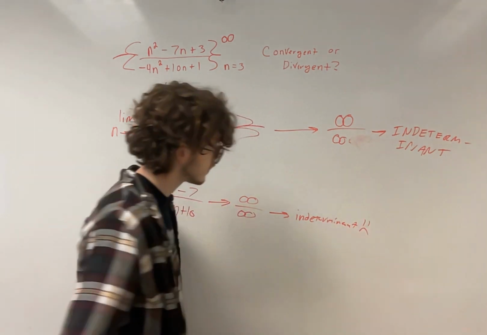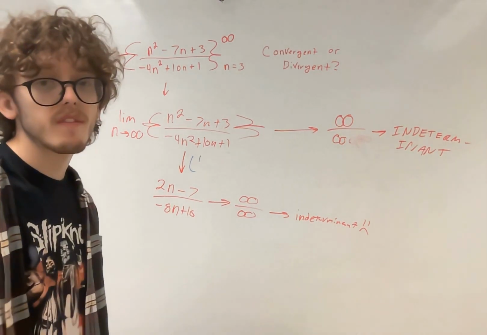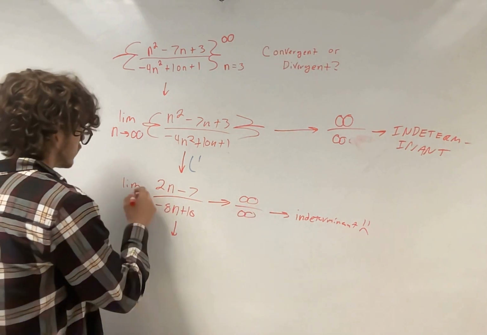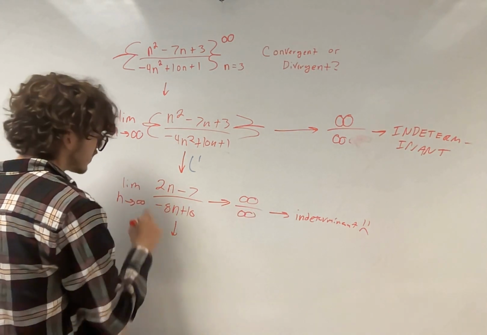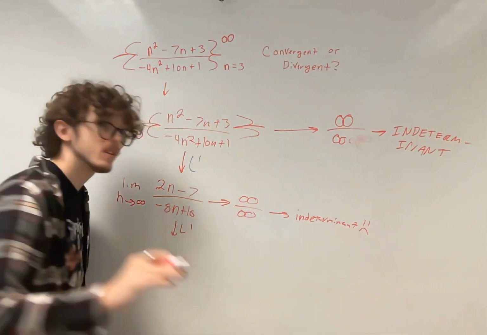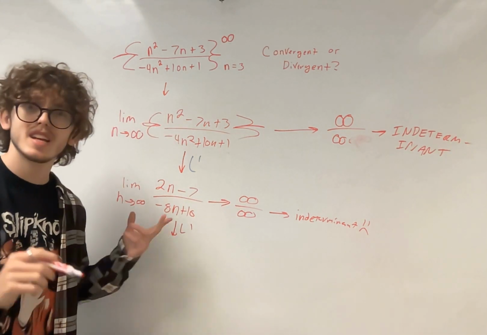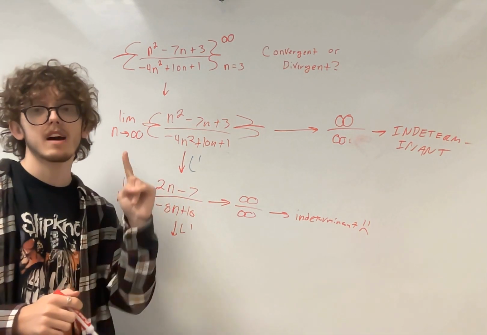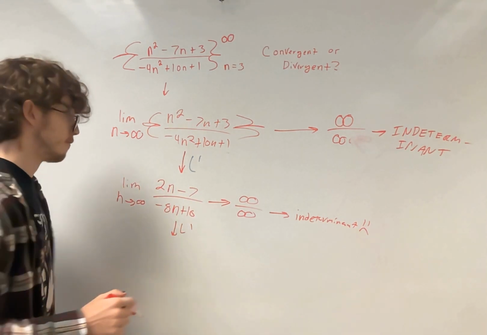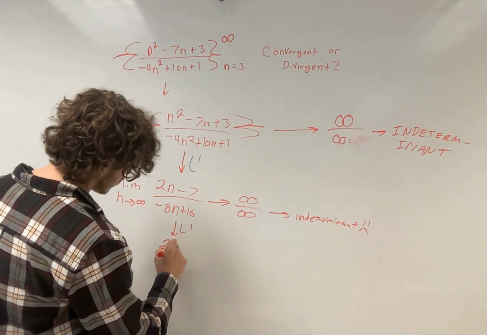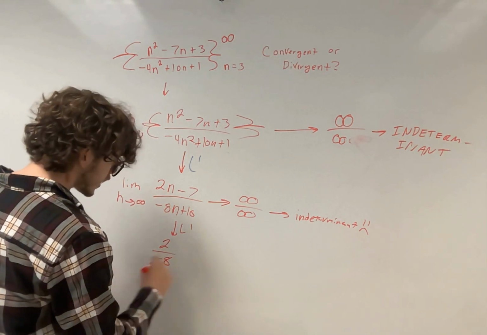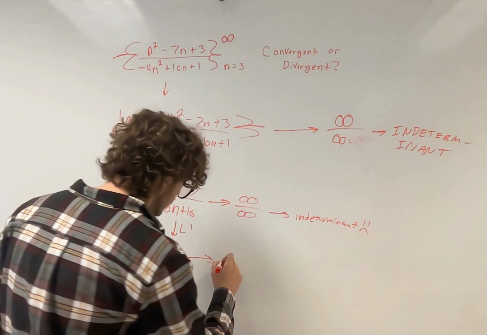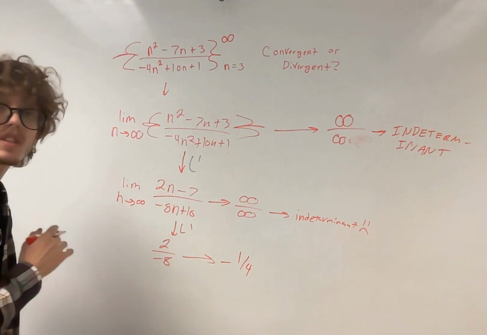Sad face. So what can we do if we have another indeterminate form? Well, we evaluated the limit and it was infinity over infinity. So let's do L'Hopital's rule one more time, and we're allowed to do that, because this is still an indeterminate form. So let's do that. It's going to be 2 over negative 8. Oh, that looks like a value that's not indeterminate. That's just negative 1/4. That's actually what the limit is approaching.